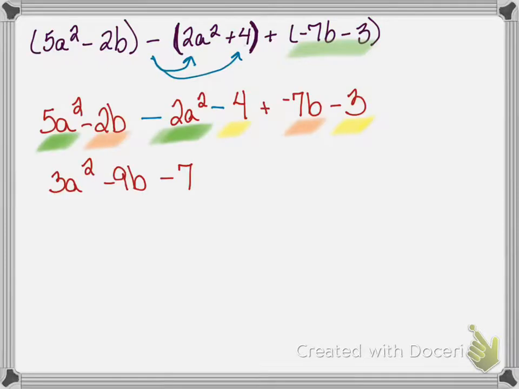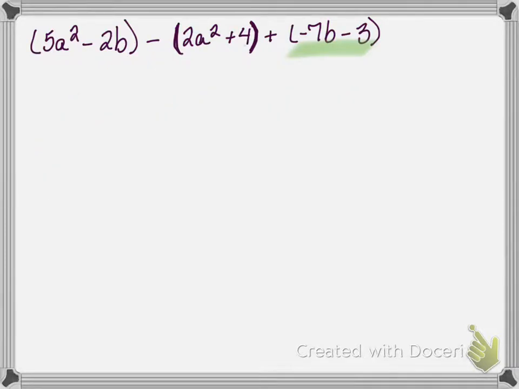Here we have three different quantities that we're dealing with. We are only subtracting the middle one. So my minus sign only needs to be distributed to that middle binomial. My first binomial, I'm just going to write down 5a squared minus 2b. My second binomial, I need to give that negative to both of those.